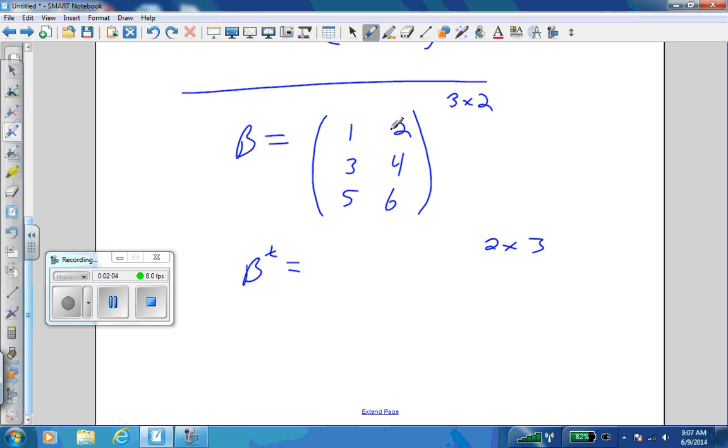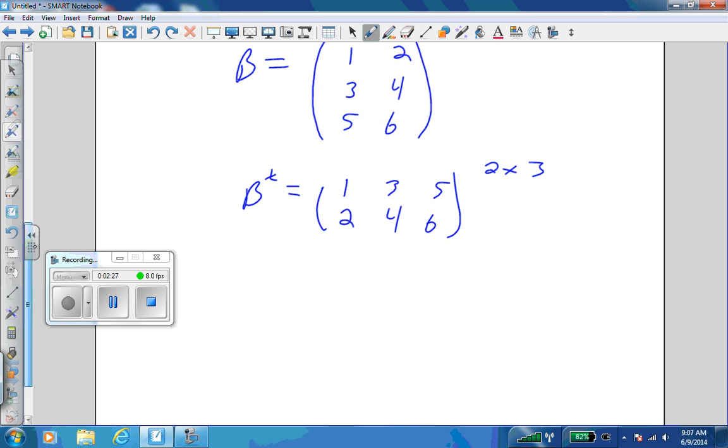We'll take the first row, and that will become our first column. Row 1 is 1, 2, so our first column is 1, 2. Second row becomes the second column. Third row becomes the third column. And yes, that is 2 rows by 3 columns.